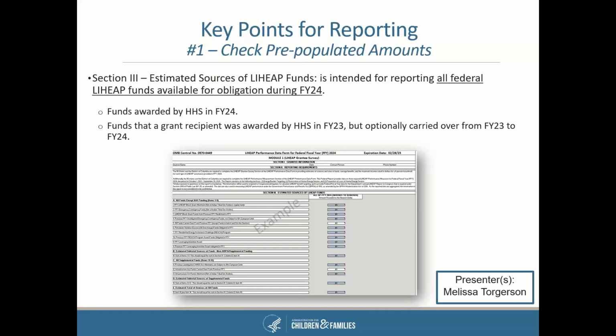So let's start by looking at the sources. What we're looking for in this section is all federal LIHEAP funds available for obligation during FY24, and this includes funds awarded by HHS, as well as funds that may have been awarded by HHS in FY23, but that you carried over as unobligated into 24. So we're talking about all the funds that you now have available to obligate in FY24.